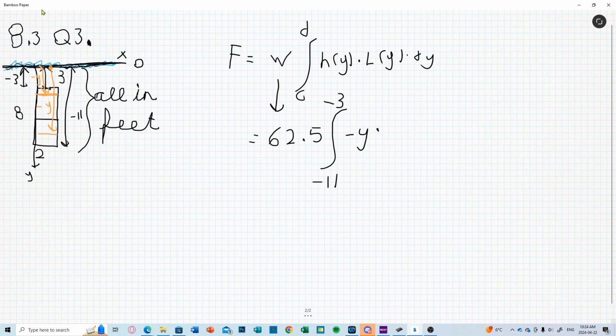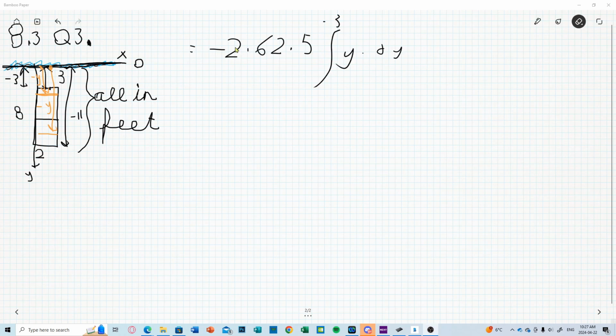And since it's a rectangle, it's going to have the same width the whole entire time. So it's just going to be whatever width they gave you, which is 2 in this case. Now, to make it fully integrable, you're going to take out the 2. You're also going to take out the negative from the y. So it's going to be -2 times 62.5, and now it's just the integral from -11 to -3 of y. Okay, I just cleaned it up a little bit.